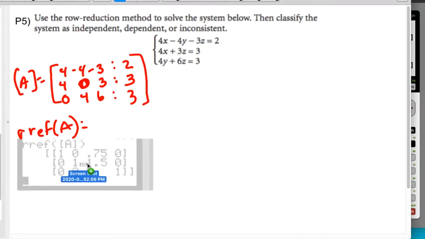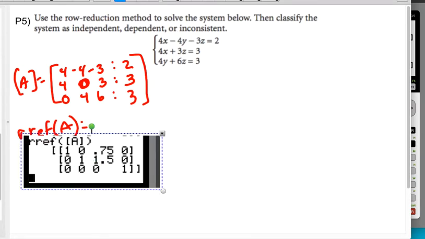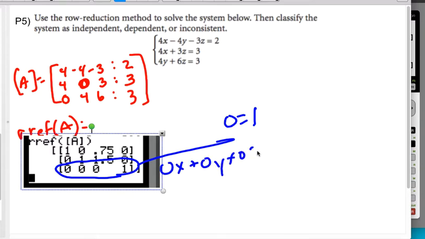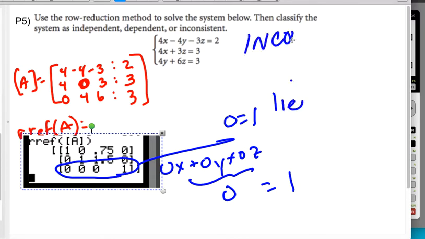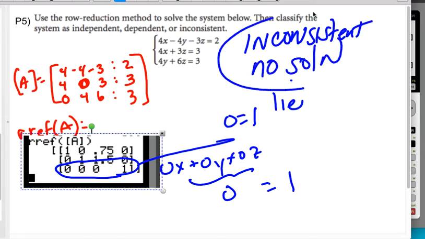All right, there we have it, right? So same situation. I look here and I say, wait a second, it doesn't matter what the rest says, because that is a big old lie. That says 0 equals 1, right? Because that's saying 0x plus 0y plus 0z, which by the way is a whole bunch of 0, equals 1. That's a lie. So this is inconsistent and there is no solution. And it doesn't matter what the other two say, because that last equation is a lie, which means the whole thing is inconsistent. No solution.